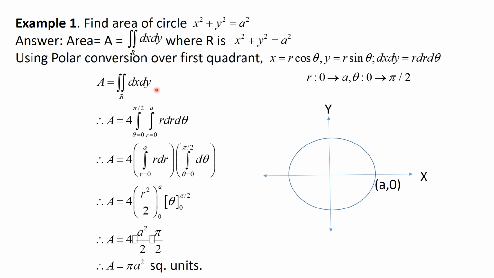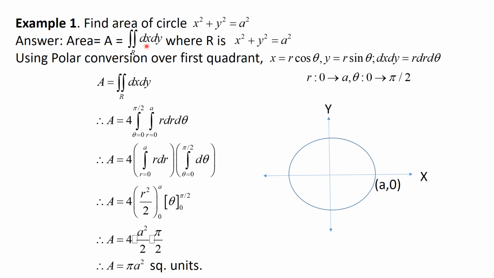So see, x square plus y square equal to a square is the circle with center at origin and radius equal to a. So formula for area is given as double integral dx dy, where x and y are the variable terms, over circle x square plus y square equal to a square.